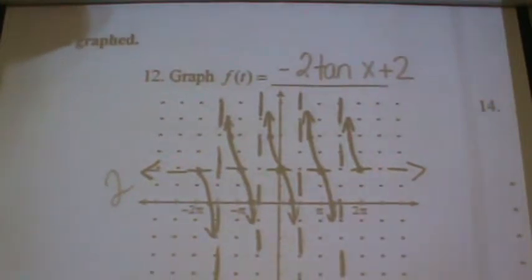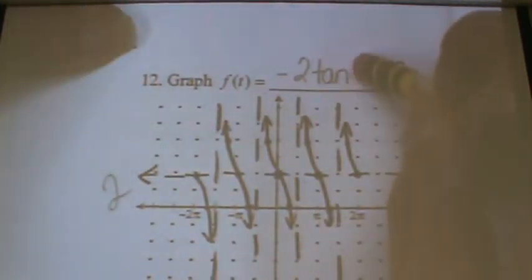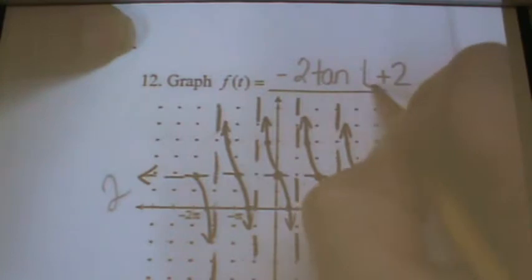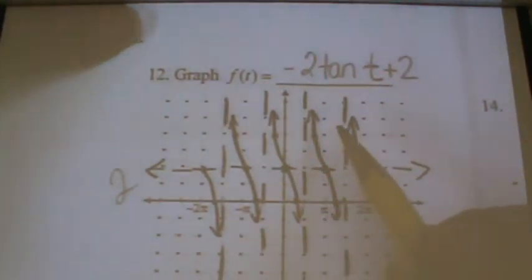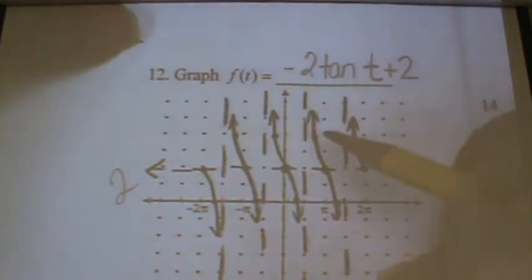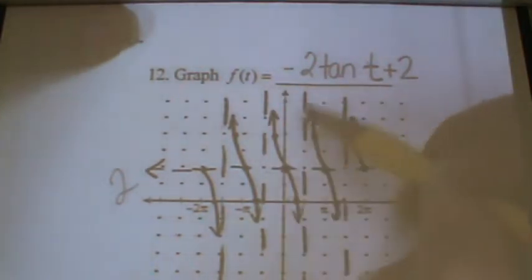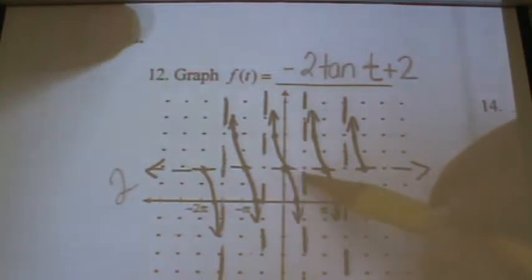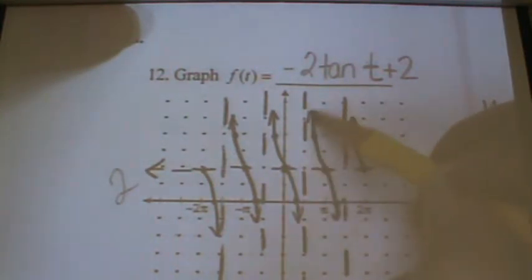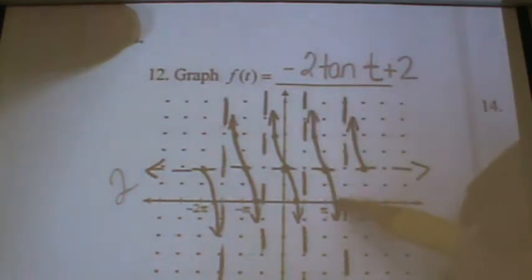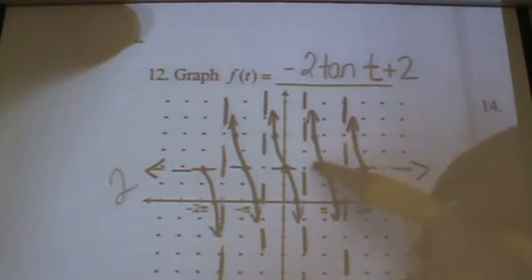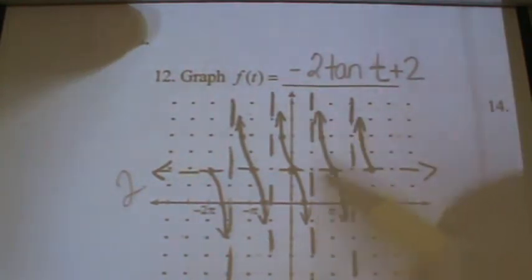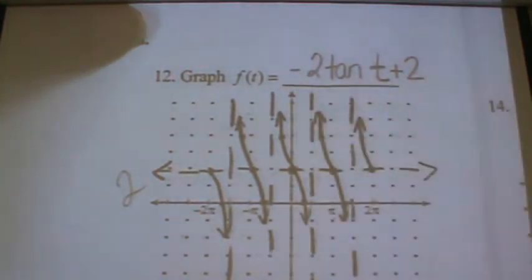So this one, if I'm using t, I actually should use a t here. Why is this a -2 tangent? Well, why is it a tangent? First of all, because the asymptotes are at negative pi over 2 and pi over 2. It's a shift 2 units up, and it looks like a negative slope, so it's a negative tangent, and the steepness is 2. If it were going the other way, it would be positive 2 tangent.